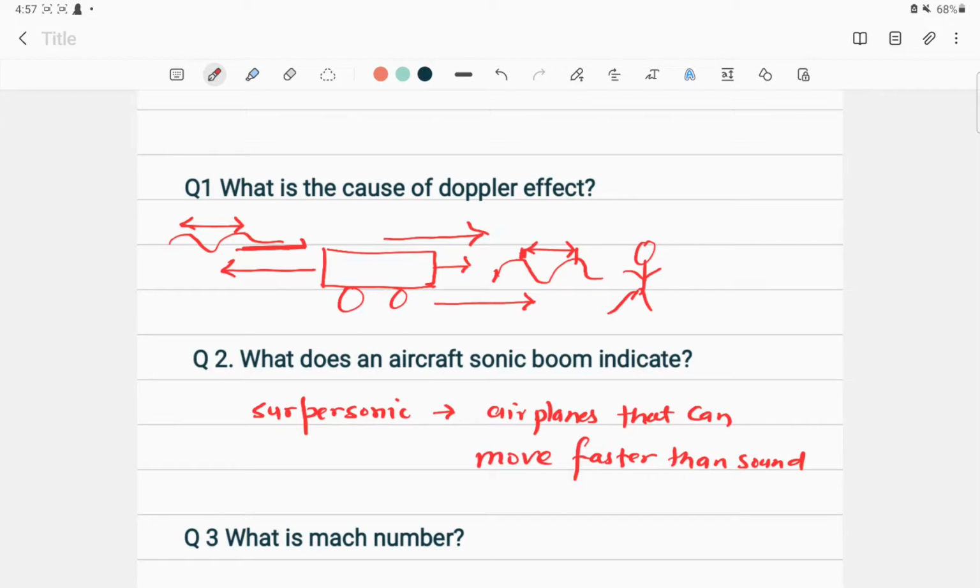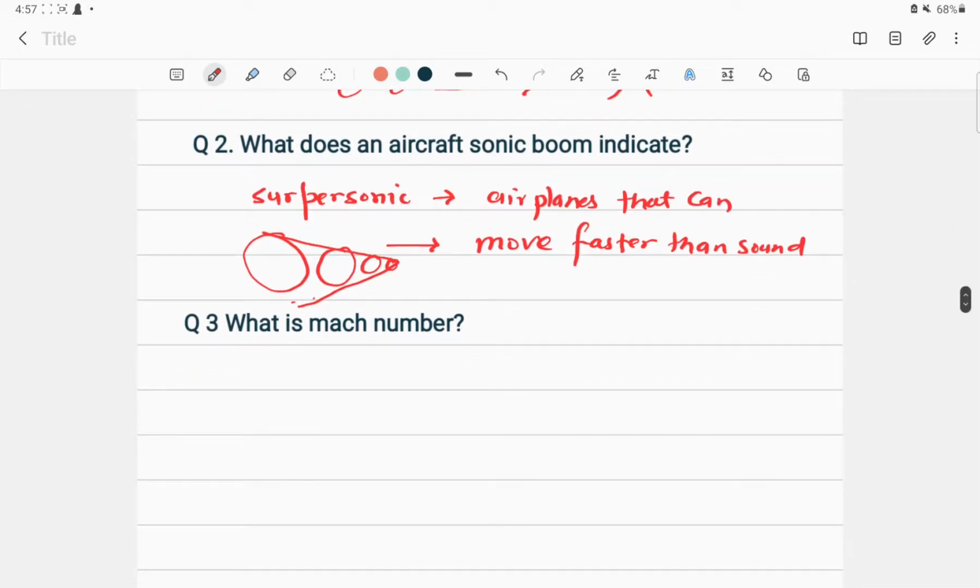When they move faster than the sound they created, then there will be pressure wave. That pressure ridge generated by the supersonic aircrafts is said to be sonic boom. So this is a vast wave of something like this, right? So they move faster than the sound produced. Okay, and finally, what is Mach number?